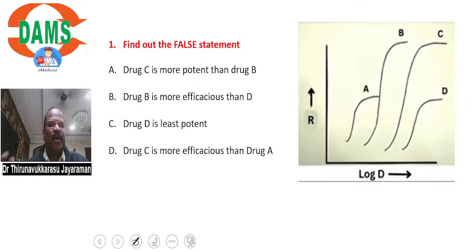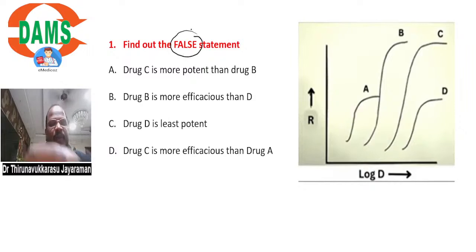We start. Find out the false statement by using the graph. Look, they have given a log dose response curve of various drugs. Here on the x-axis they gave the log dose value, on the y-axis the response value, and they gave the curves for drug A, drug B, drug C, drug D.